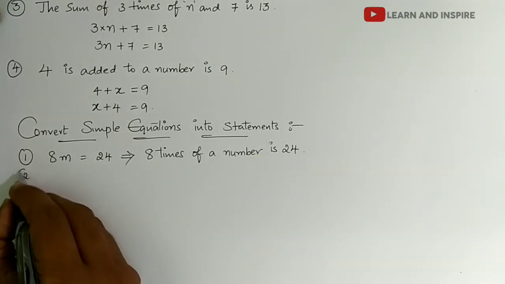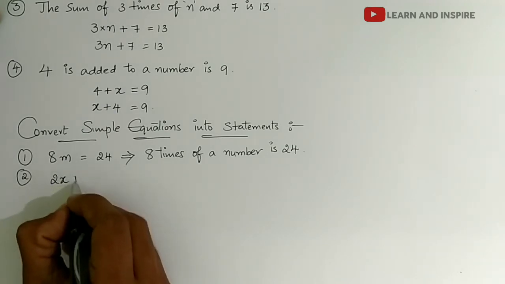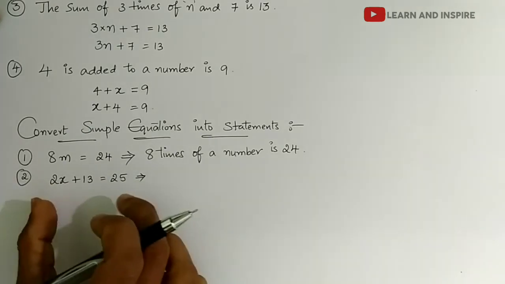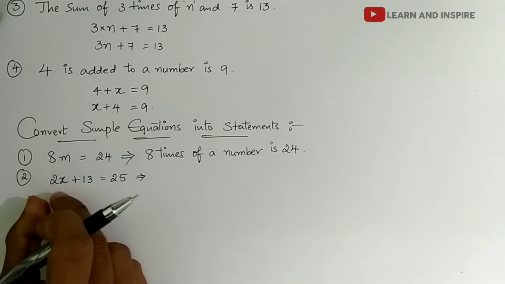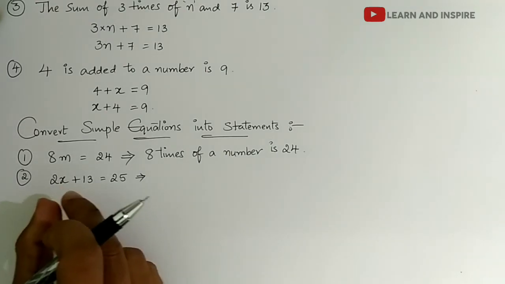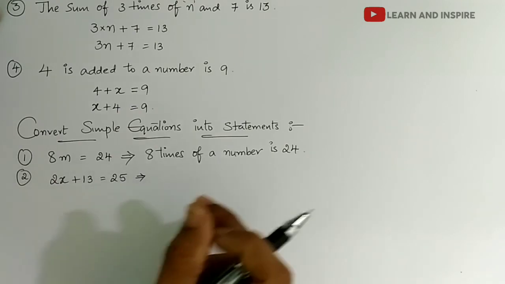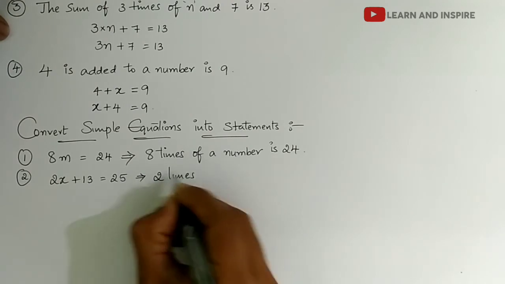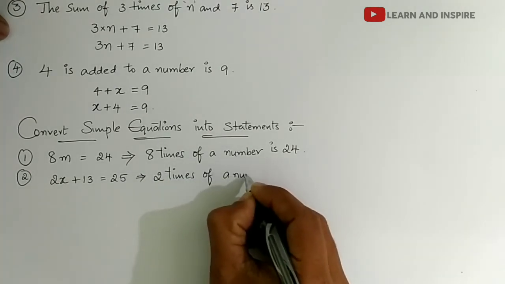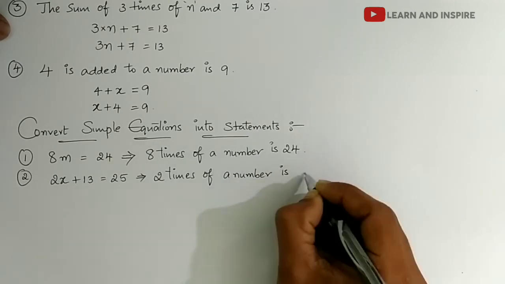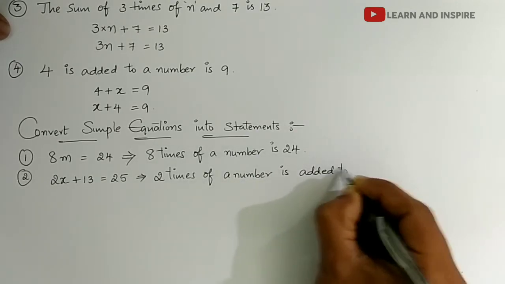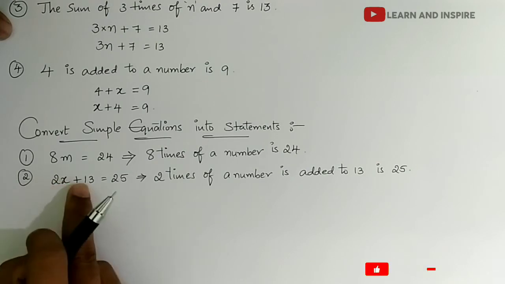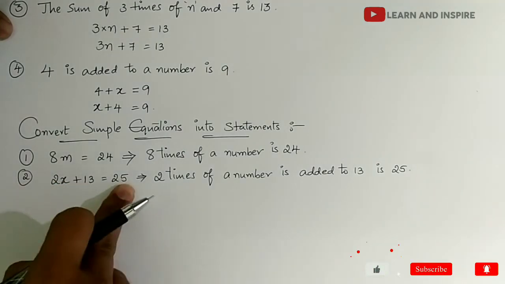Now we'll see the second one. 2x plus 13 is equals to 25. So how can we write this from the given equation into a statement? So how many times it is multiplied? 2 times of x added to 13 is 25. 2 times of a number is added to 13 is 25. 2 times of a number added to 13 is 25.